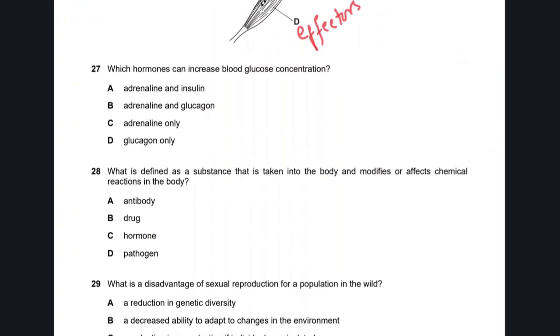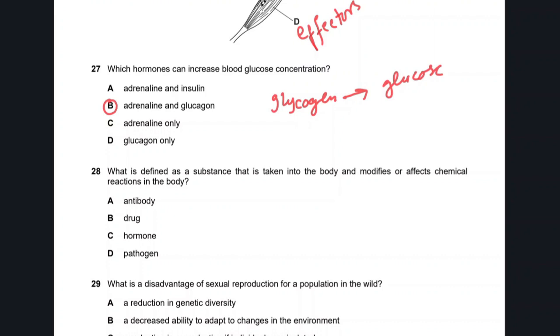Which hormone can increase blood glucose concentration? Blood glucose concentration is increased when stored glycogen is converted into glucose. So this can be done by adrenaline and glucagon. Adrenaline and glucagon both convert extra glycogen molecules into glucose.